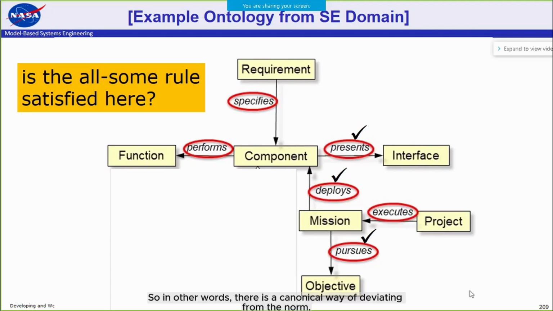So in other words, there is a canonical way of deviating from the norm. There is canonical diabetes, and then there are various strange kinds of diabetes. And you can build an ontology for canonical diabetes which satisfies the all-some rule. And people have done that.